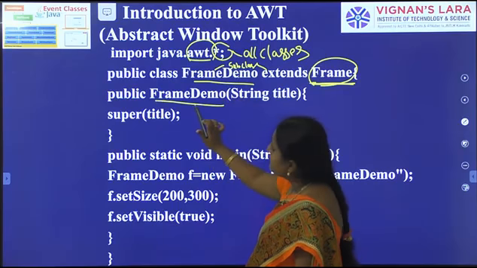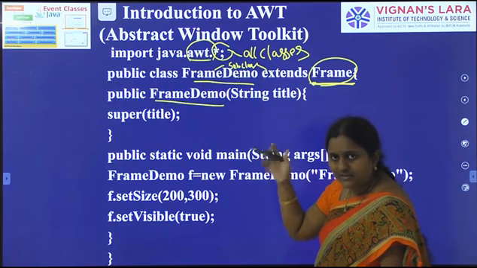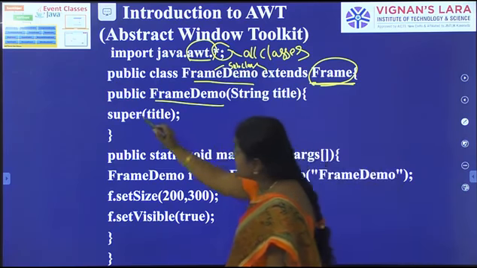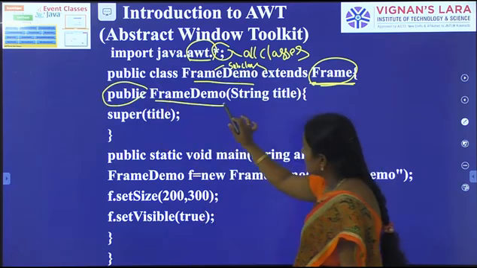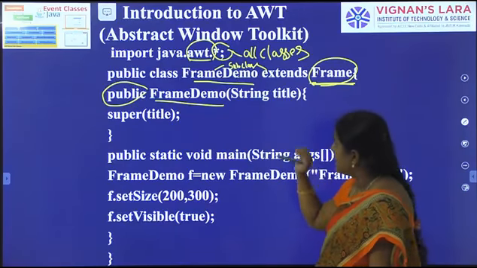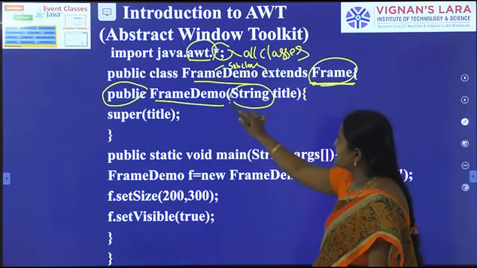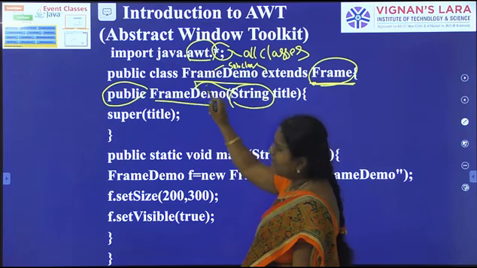FrameDemo. So public can be applicable with respect to the constructor, a method, a variable, and the class. This constructor also has which access modifier? Public. So here FrameDemo. Is it a default constructor or a parameterized constructor? Parameterized constructor. Here String is a class, and that class is supplied as an argument to the FrameDemo constructor.